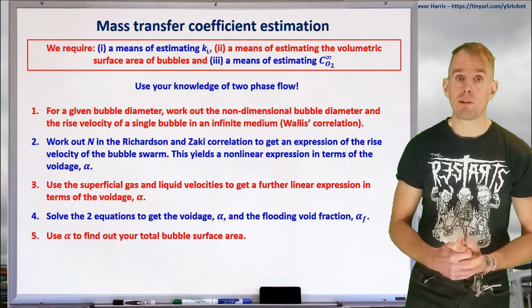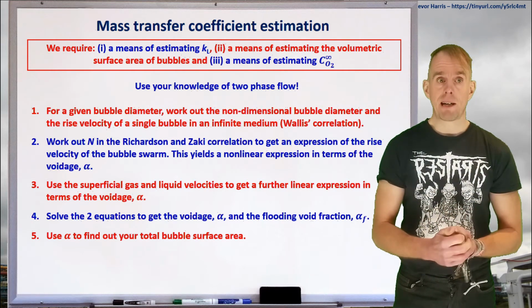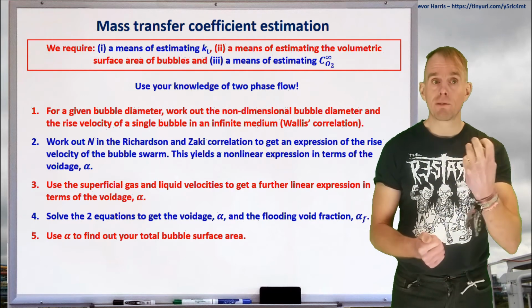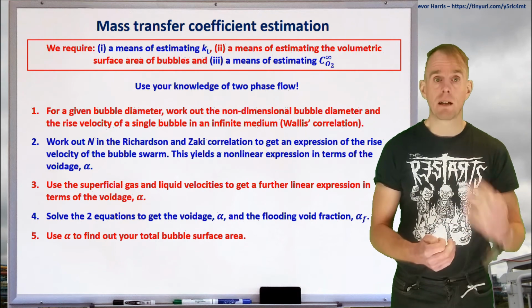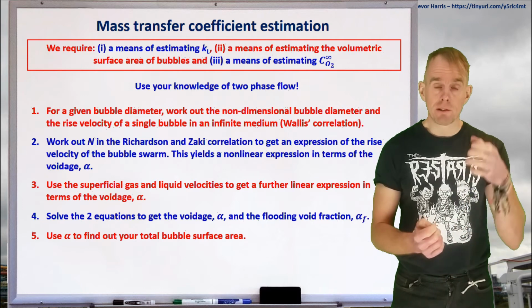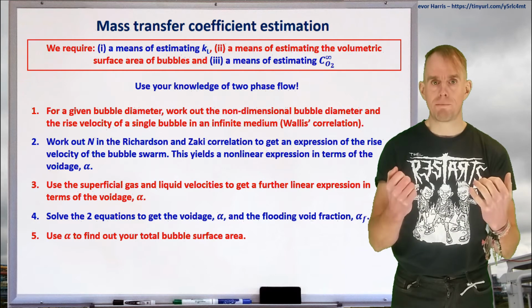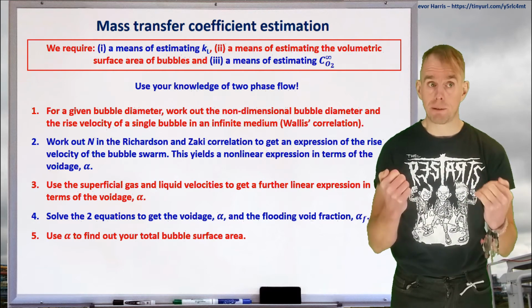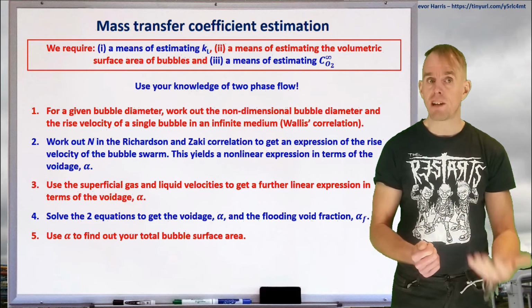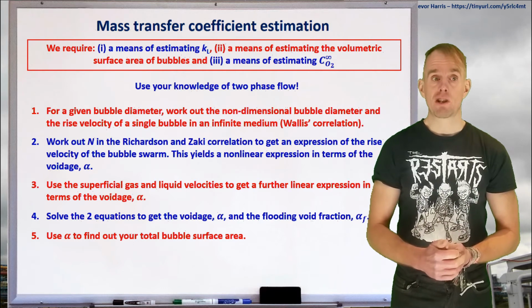So this is where your two-phase flow knowledge comes in. You know that if you've got a given bubble diameter, you can work out its non-dimensional bubble diameter and the rise velocity of a single bubble in an infinite medium via something like Wallis's correlation. We know then that the rise velocity of a single bubble in an infinite medium is going to be different to that of a bubble swarm. The rise velocity of the bubble swarm is going to be slower, but we can estimate what that rise velocity is using something like the Richardson and Zaki correlation. That will also yield the bubble void fraction alpha.